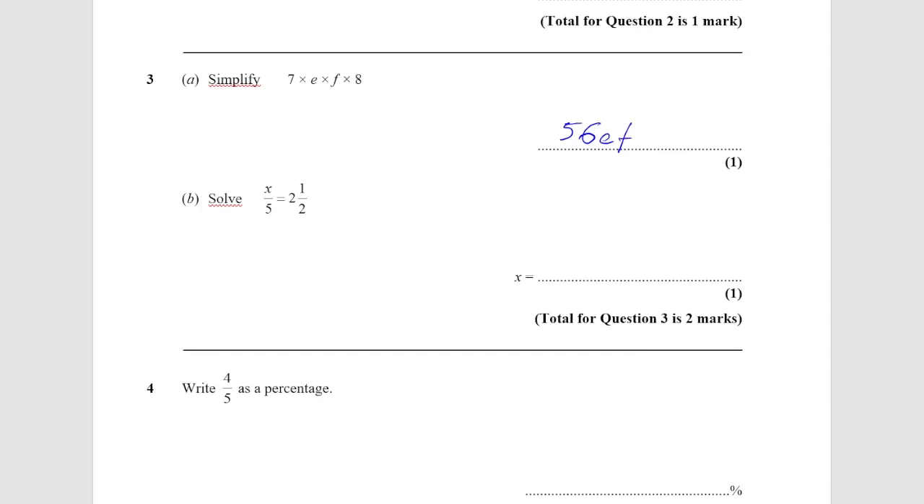And then finally, question part B, solve. So we're going to times both sides by 5. So that's going to be x is equal to 2.5 times by 5, which is 12.5. So I'm going to leave it as a fraction, 25 over 2, because there's a fraction in the question, but 12.5 would be absolutely fine too.